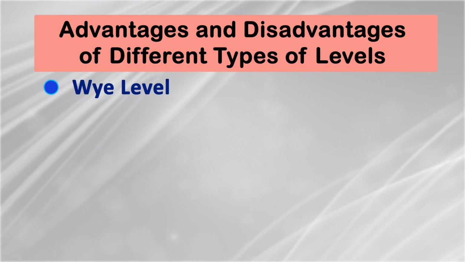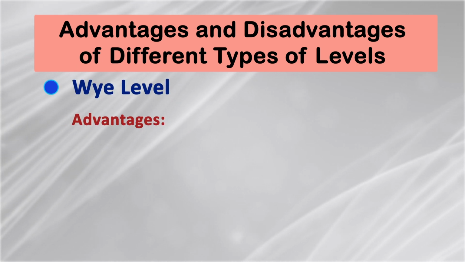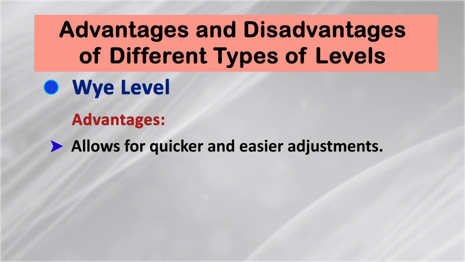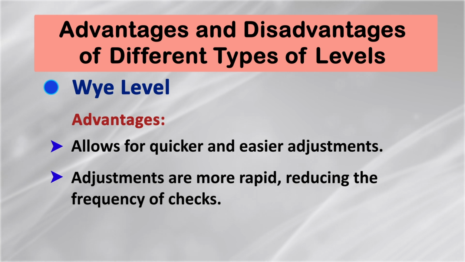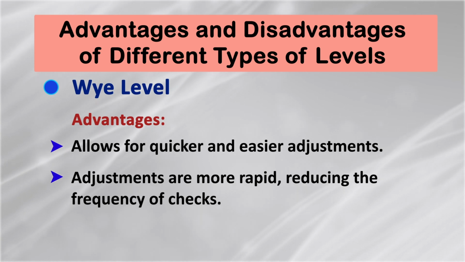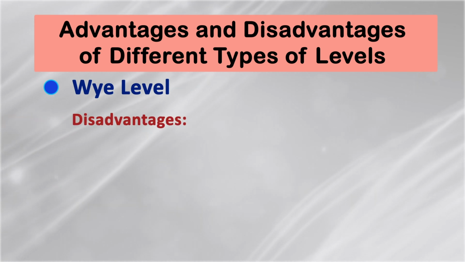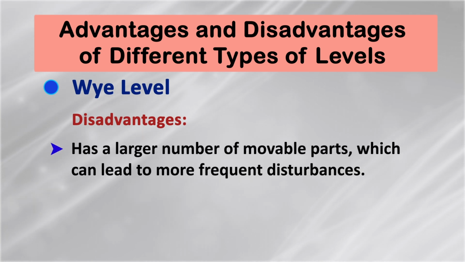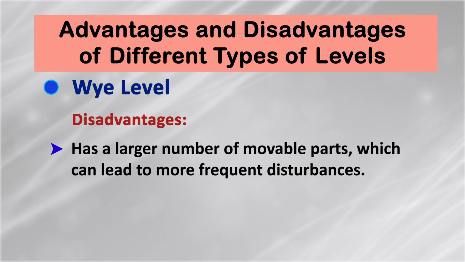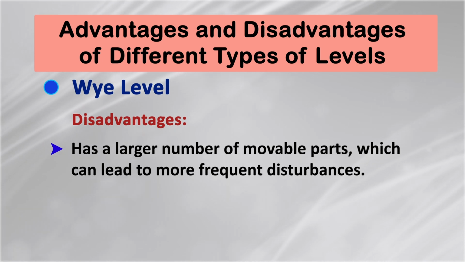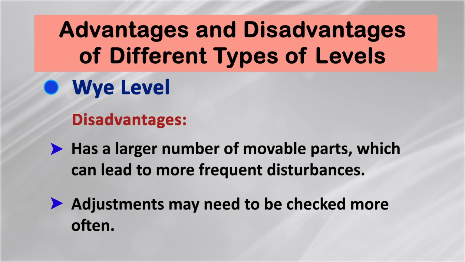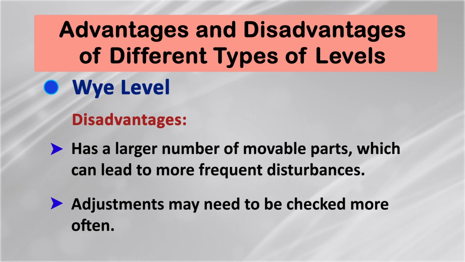Considering the Y level, advantages include that it allows for quicker and easier adjustment, and adjustments are more rapid, reducing the frequency of checks in the Y level. And the disadvantage is that it has a large number of movable parts, which can lead to more frequent disturbances, and adjustment may need to be checked more often.